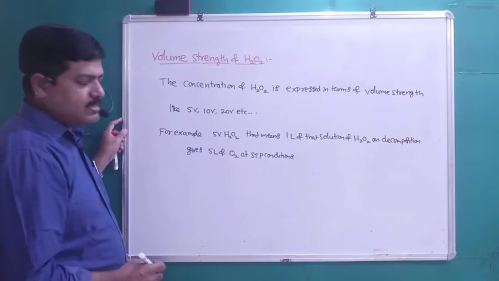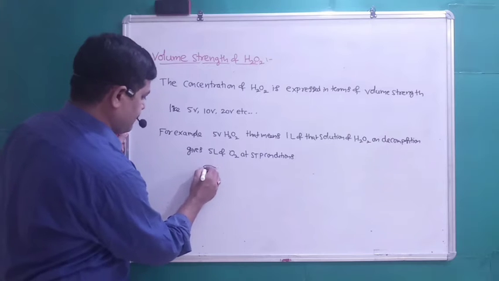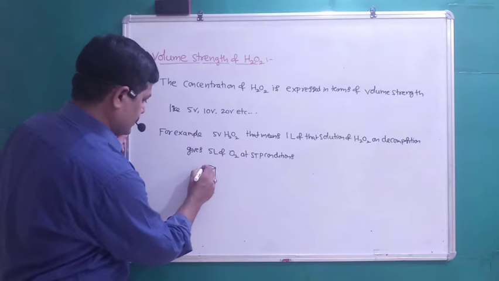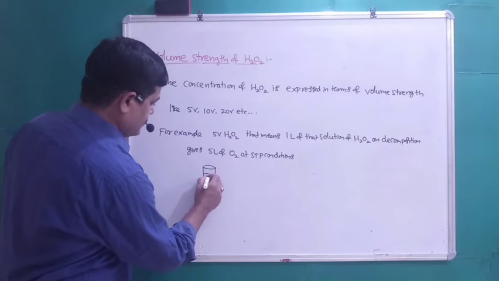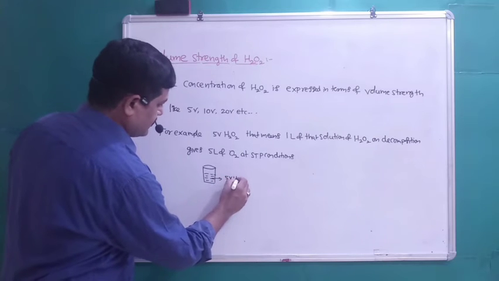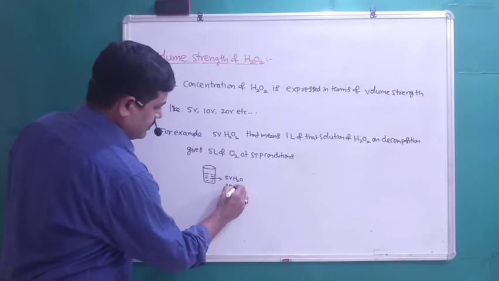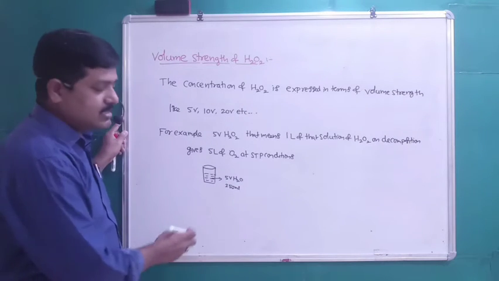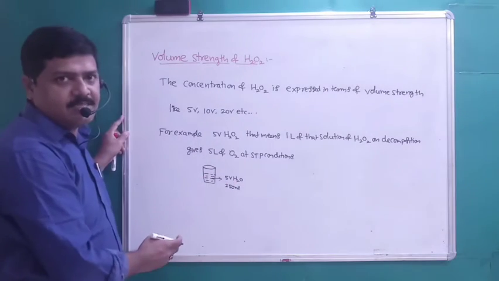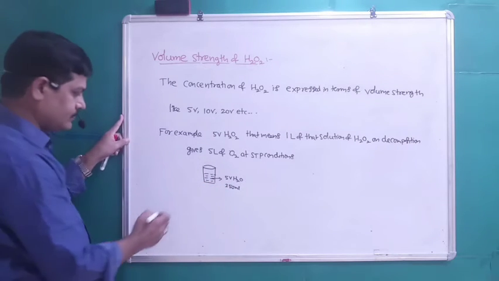For example, students, 250 ml of H2O2 is present in a beaker. If it is labeled as 5 volume, assume the H2O2 solution is labeled as 5 volume and the volume of this sample is 250 ml. Then if we take the same concentration solution, 1 liter, decomposition of that solution will give us 5 liters of oxygen gas at STP.